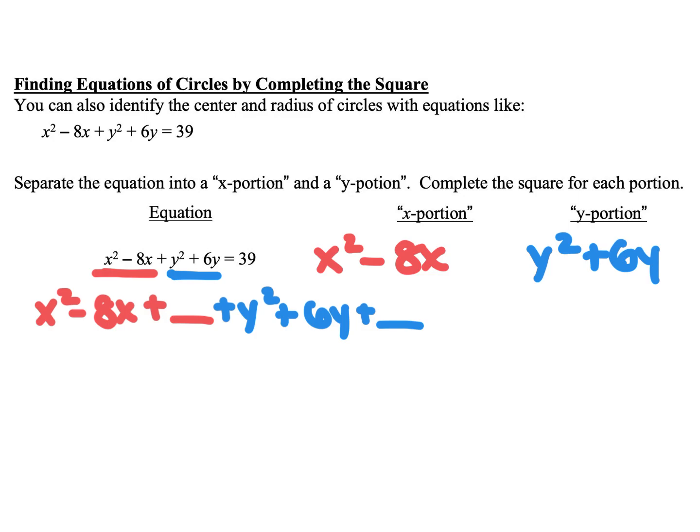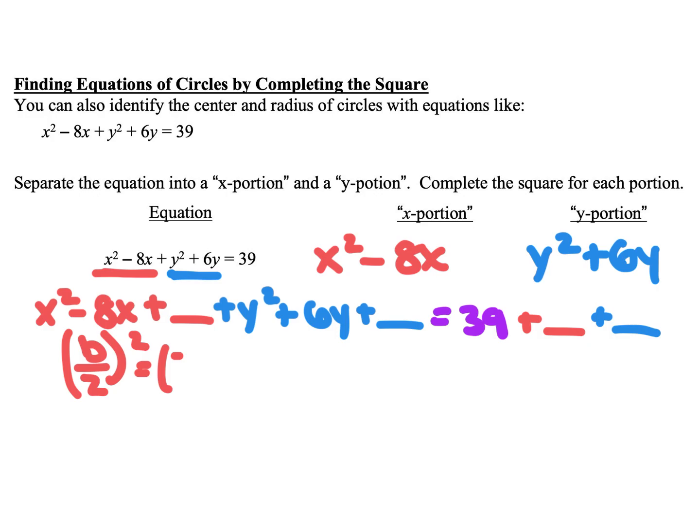equals 39. And again, we're going to add whatever you add for the x portion to the right and whatever you add for the y portion to the right, because I'm adding it to both sides. So when I do this for the x portion, it's b over 2 squared, which becomes negative 8 over 2 squared. So it's negative 4 squared, which is 16. So I'm going to add 16 to both sides.